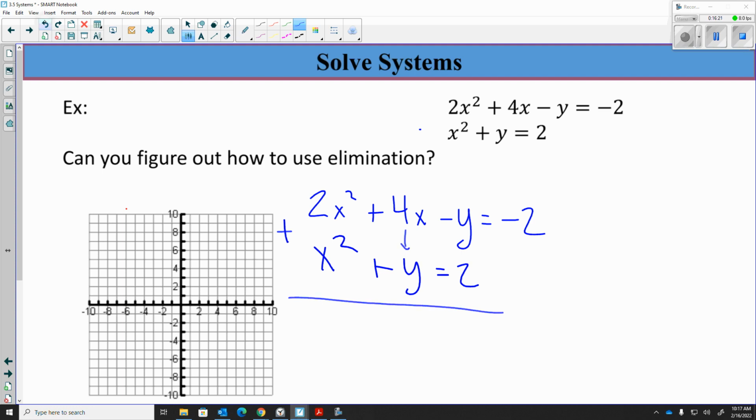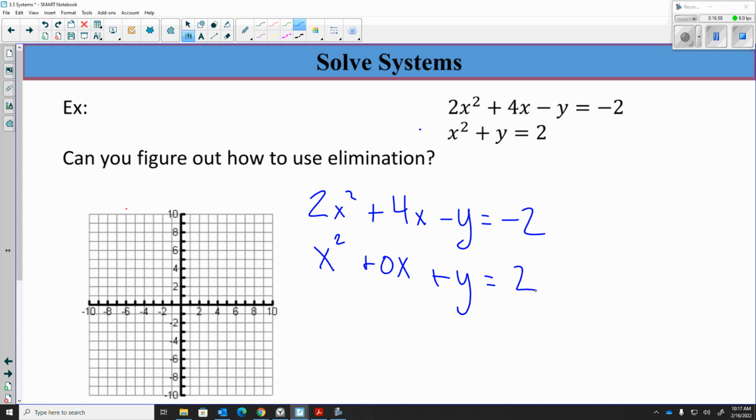So instead, I need to add in some placeholders. I just need to make sure the like terms are lined up. And if one of them is missing a term, that's okay. I'm just going to give it a 0. Does that make a little bit of sense? So then I have plus y equals 2. Now everything lines up. x squareds are with x squareds, x's are with x's, y's are with y's, numbers with numbers. Everything's good. But unless we add that placeholder, that's not going to work. Okay?